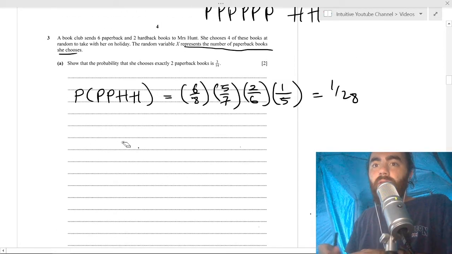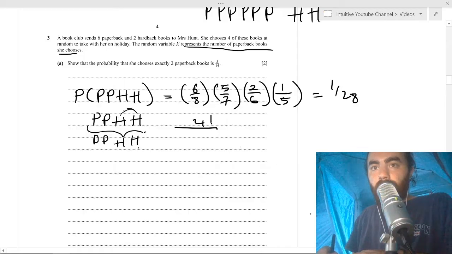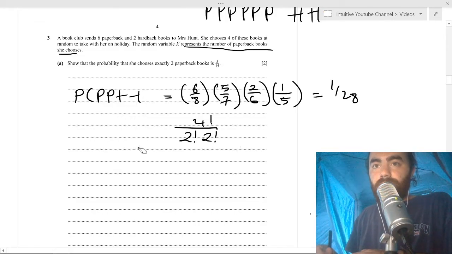So we need to figure out, how many ways can she pick it like this? If you think about it, that's simply saying how many ways can she arrange these. How many ways can she arrange 4 things? Well, that's 4 factorial. But you have to divide, because if we switch these two, it doesn't change anything, right? So we have to divide by 2 factorial and another 2 factorial for these switches. Because if we switch the H with the H, we get the same thing. They look identical. So we divide by 2 factorial because there's 2 P's, and 2 factorial because there's 2 H's.